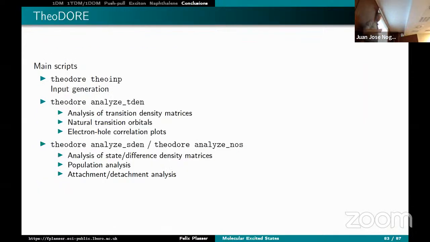The main scripts that you're going to be using in the afternoon: you also have to say Theodore first. So if you say Theodore theoinp, you can generate the input. If you say Theodore analyze_tden, then you analyze transition densities, and if you use analyze_sden and analyze_NOs, then you can analyze state density matrices. Starting with Theodore 3, you also have to say Theodore when you start the command, and for Theodore 2, you call this analyze_tden.py, for example.